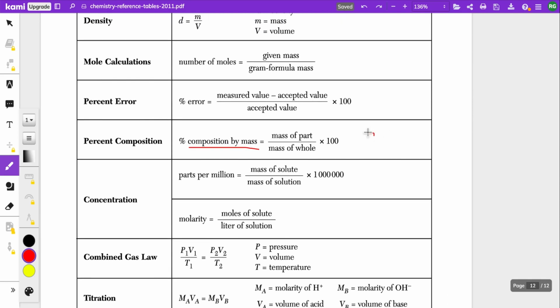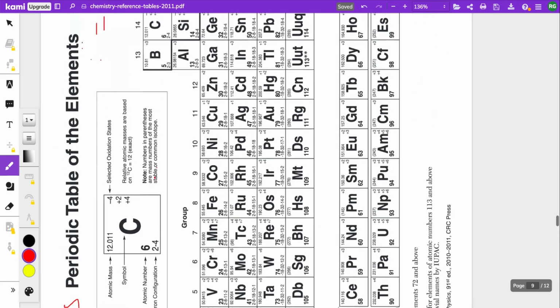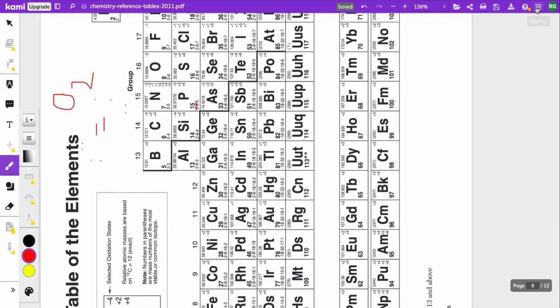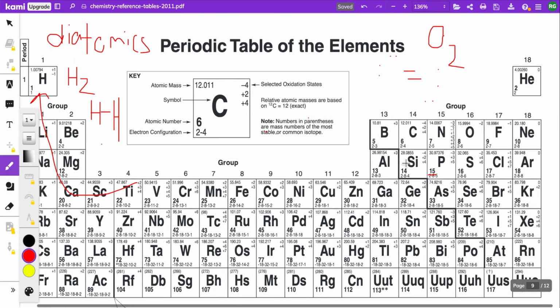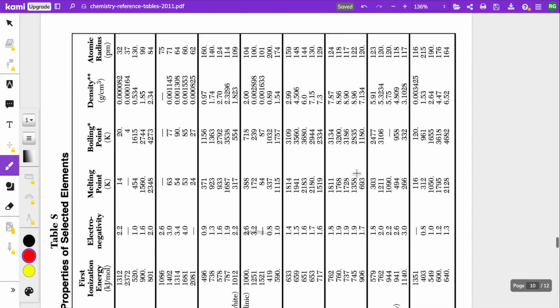Now, we're only asked to do the numerical setup. So, let's do it. The mass of the part we're trying to find out is the Si. And how much does Si weigh? Well, Si is about 28.09.